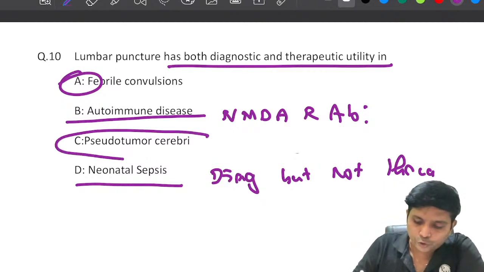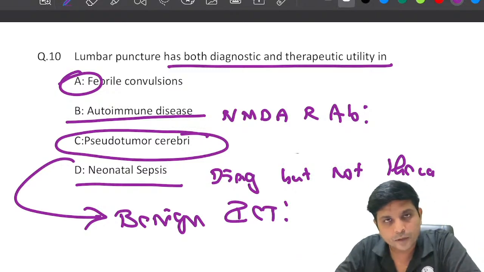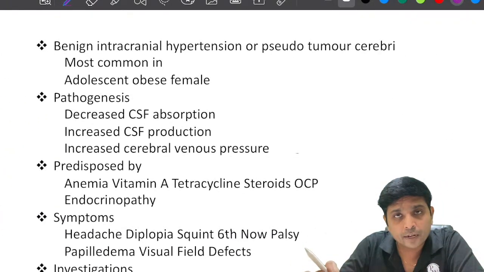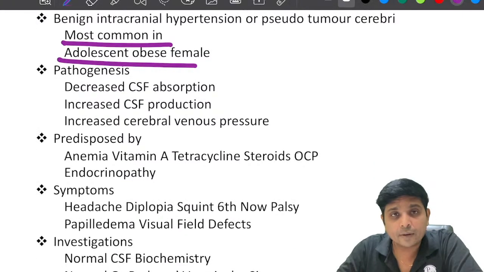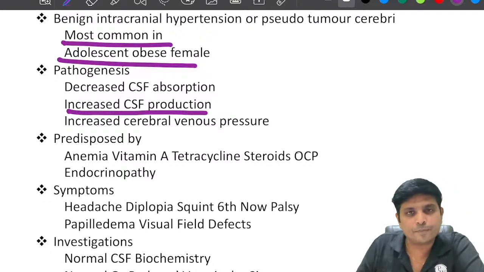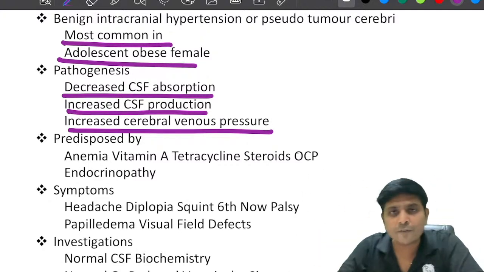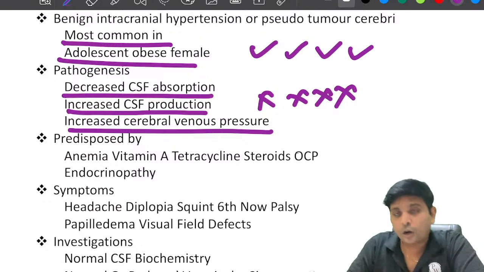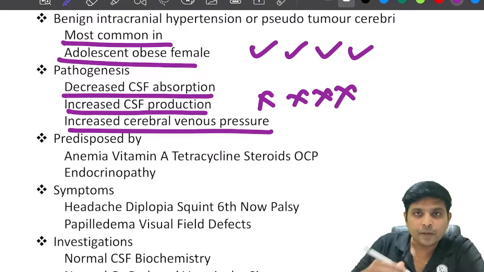The answer must be pseudotumor cerebri, otherwise known as benign intracranial hypertension. So, what are all the causes for benign intracranial hypertension? Let's see. They are most common in obese adolescent females. And why does it occur? Either due to increased CSF production, or decreased CSF absorption, or increased venous pressure, in turn leading to more CSF production. Is this an MCQ? I don't think so. But whenever an obese adolescent female comes with headache, you need to suspect benign intracranial hypertension or pseudotumor cerebri.